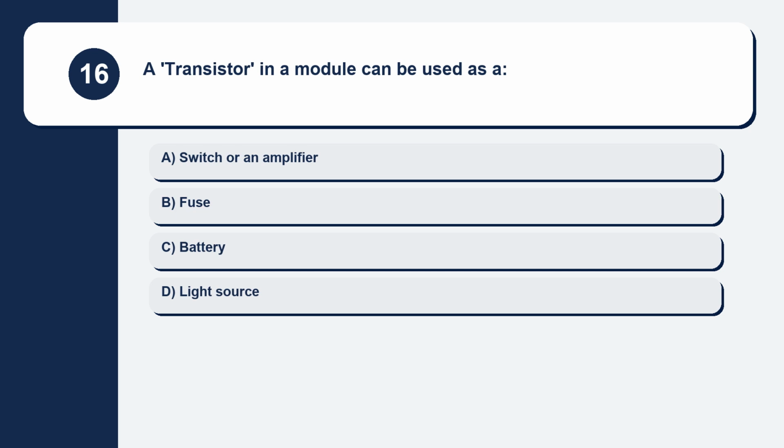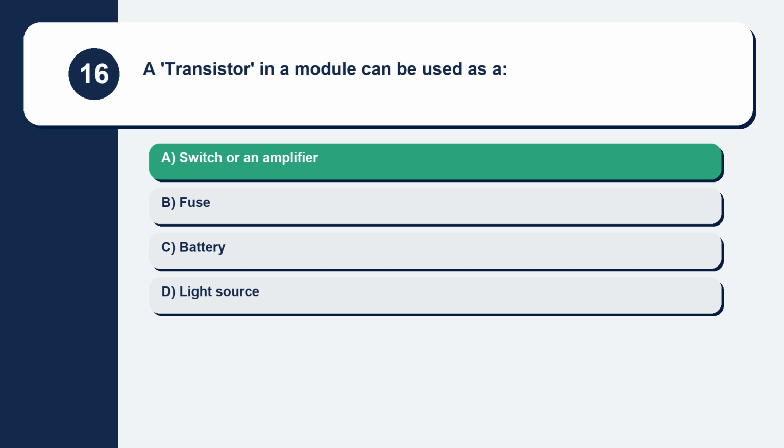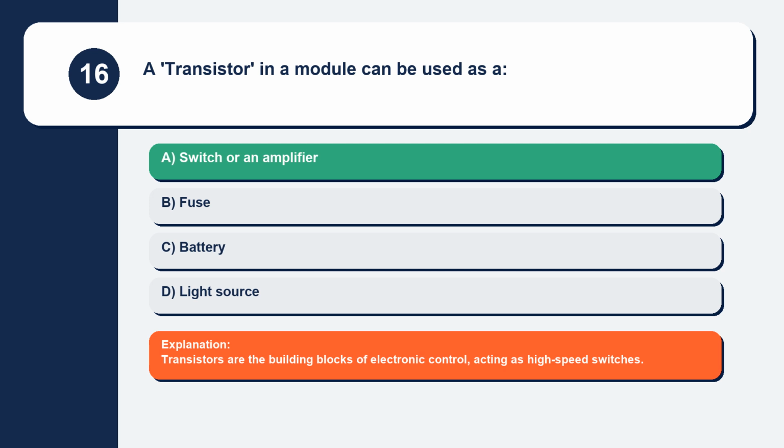Question 16. A transistor in a module can be used as a switch or an amplifier, fuse, battery, light source. Transistors are the building blocks of electronic control, acting as high-speed switches.